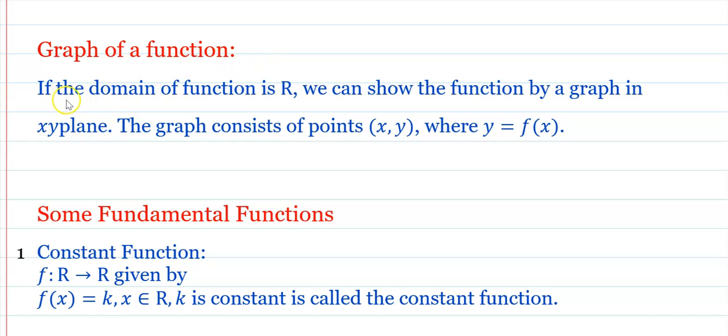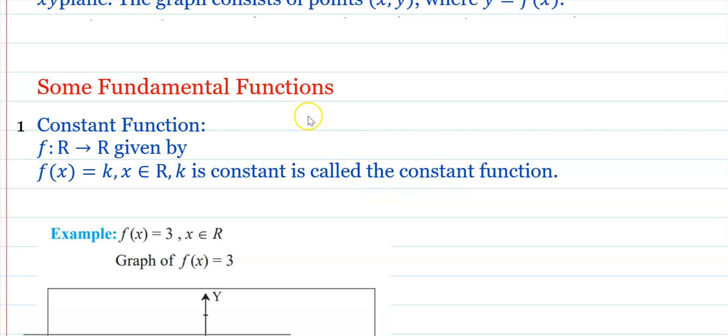Now the graph of a function. Graph कसा करणार? If the domain of a function is R, that is a set of real numbers, we can show the function by a graph in the xy plane. The graph consists of points (x, y) where y is equals to f of x. Some fundamental functions. First is a constant function, that is, f is defined from R to R, given by f of x is equals to k, x belongs to set of real numbers, k is a constant, is called the constant function.